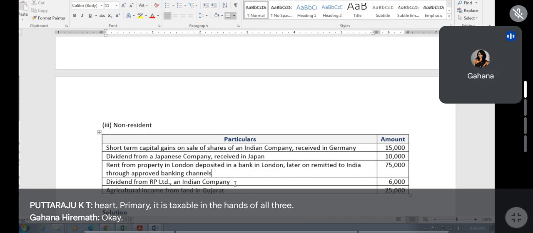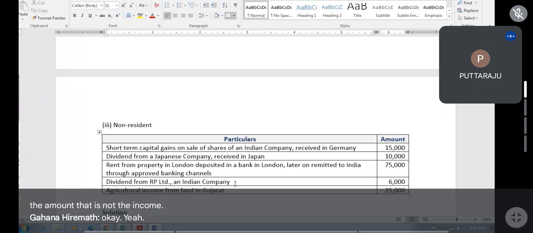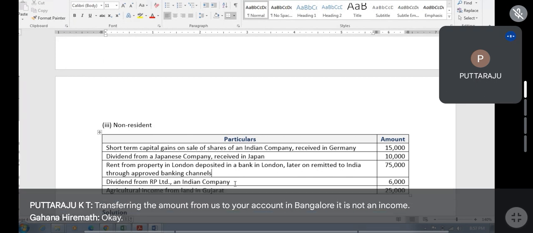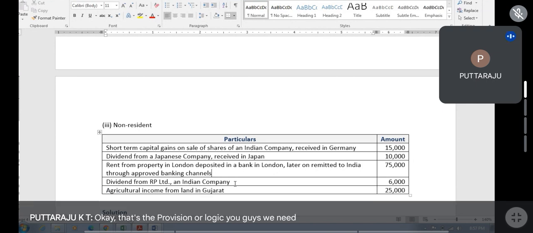Since it's a secondary one, the income accrues and is received there itself. You are just transferring that amount. That is not the income. Transferring the amount from US to your account in Bangalore is not an income. That's the provision or logic we need to apply.